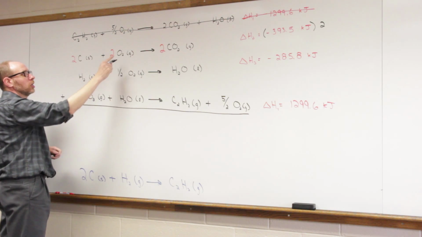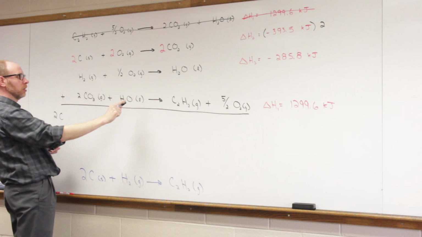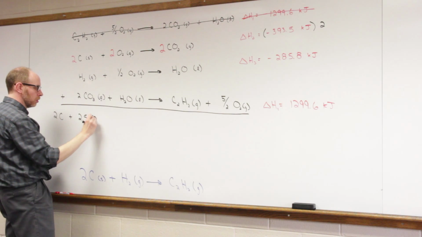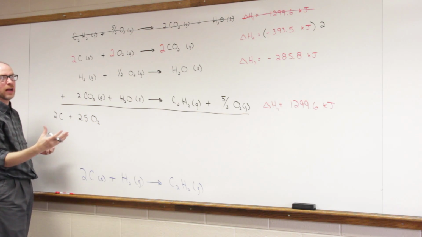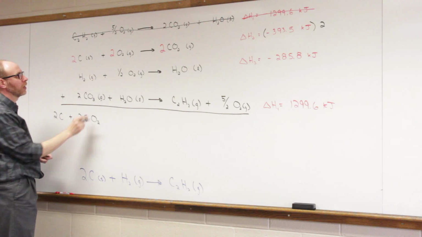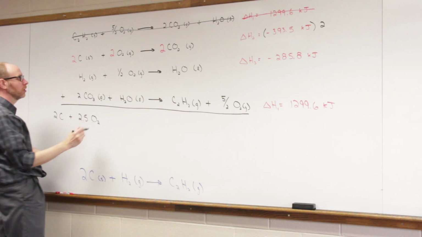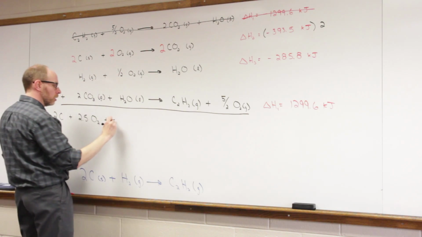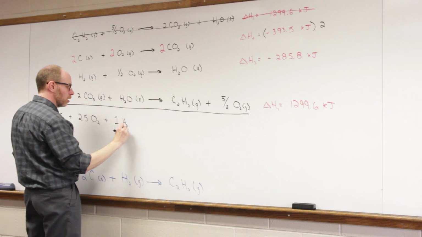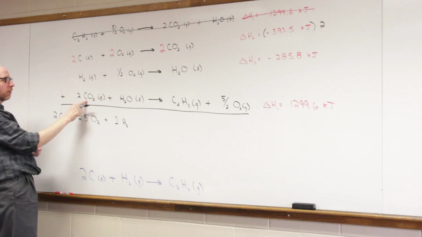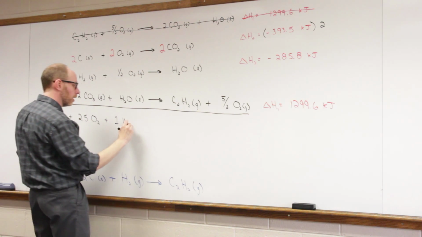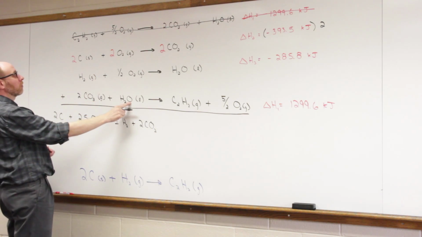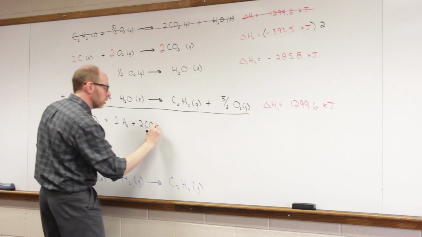Okay, I've got 2 oxygen plus 1/2 oxygen. That would give me 2.5. Could have written that as 5/2 if I wanted to, but it's the same as 2.5, 2 plus 1/2. So the oxygen's good. What's next? Hydrogen. I've got 1 hydrogen. That's good. I've got 2 carbon dioxide. That's good. And I've got 1 water.